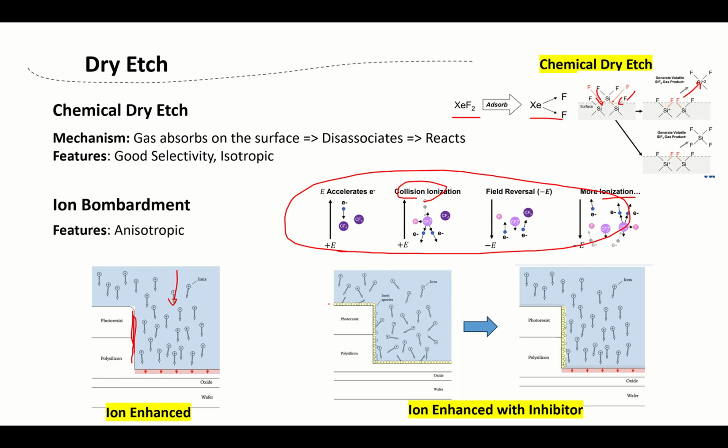And here is an application where you deposit inhibitors. Then you start doing ion bombardment. Due to the inhibitor, it will not react with the chemical dry etch, but only the ion bombardment part. So you can get a more vertical sidewall.